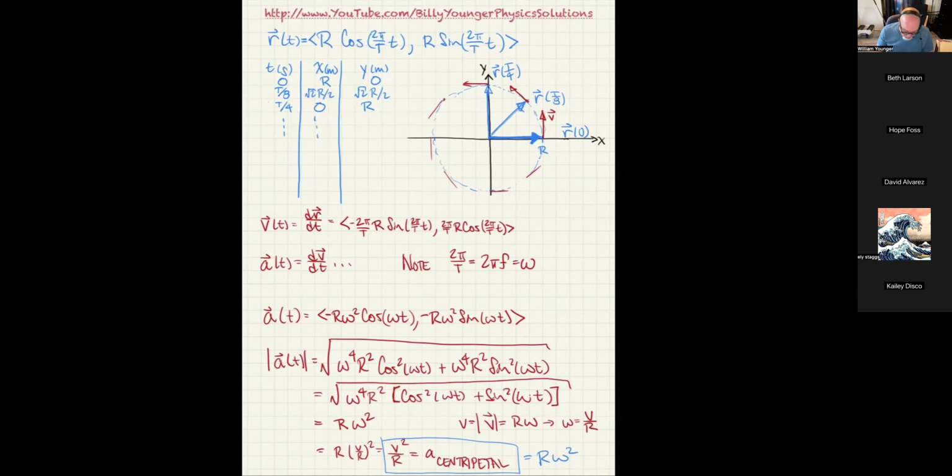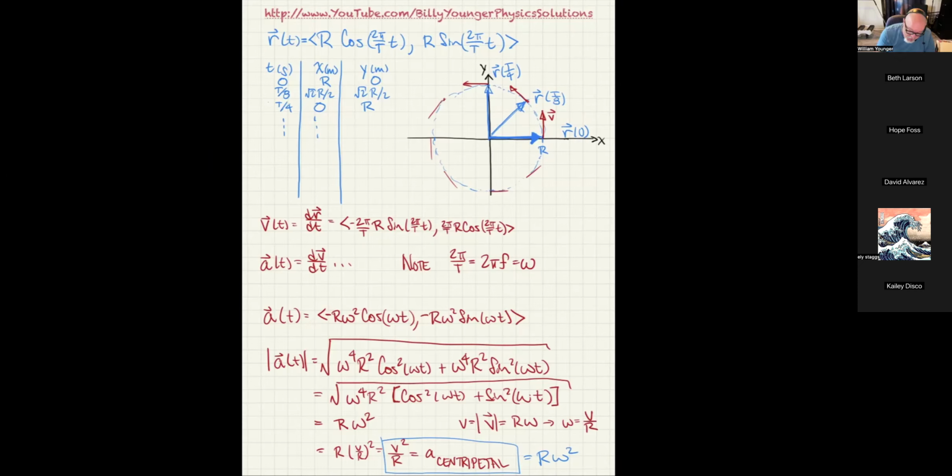That's another version of it, completely acceptable to use that. Notice also that the circle is taking place in the XY plane, and the acceleration is also in the XY plane, and then it points towards the center of the circle.